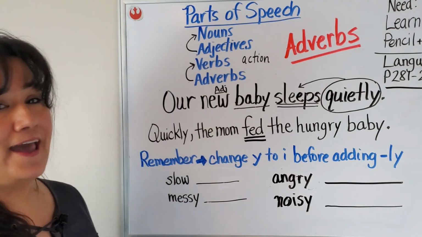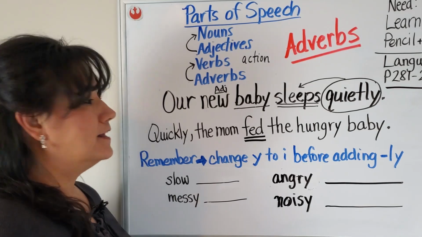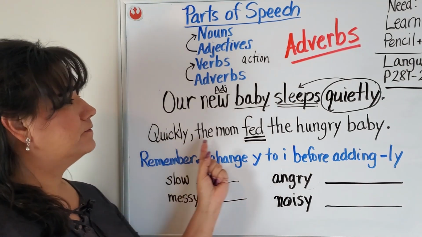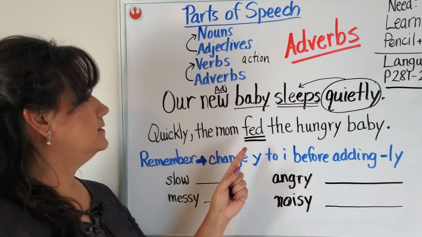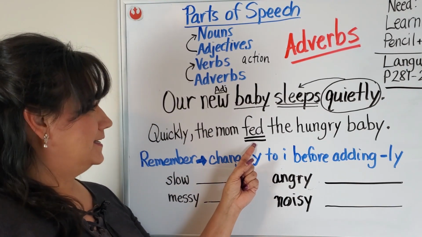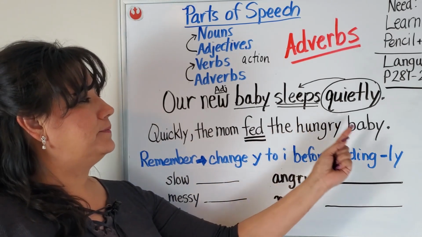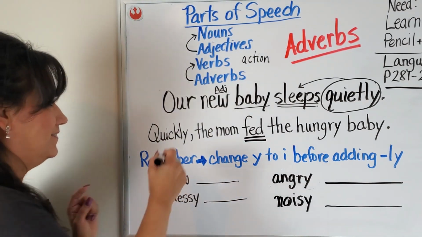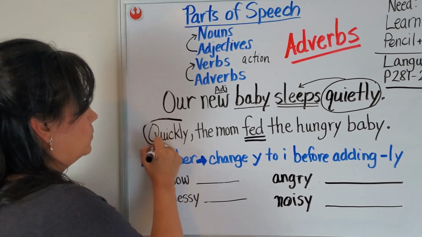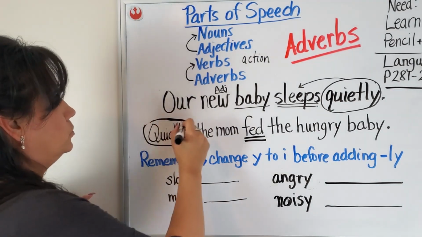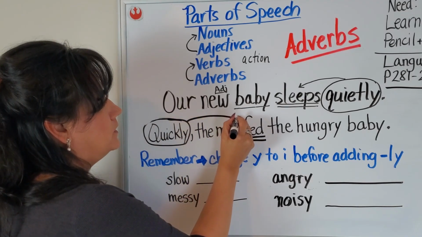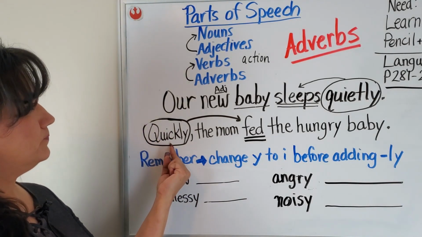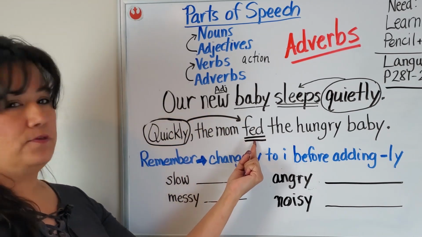Now let's identify the adverb, and the adverb is the one that tells us how this feeding is happening. Can you find the adverb here in the sentence that tells us how this is happening? Quickly, the mom fed the hungry baby. How did she feed the baby? Quickly. Good. If you guessed quickly, we're going to circle the word quickly, and we are going to draw a small arrow from the word quickly to the word fed, because that shows that the word quickly is the adverb that is telling us how the baby was fed.